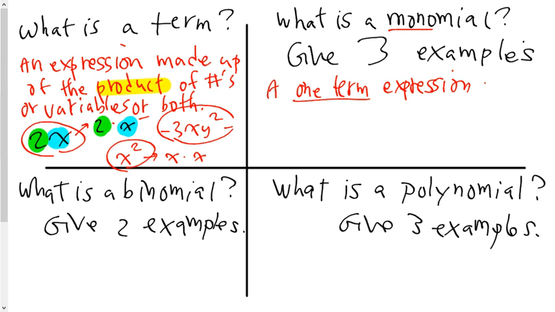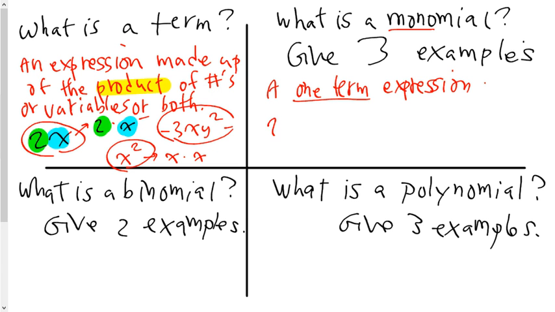So mono, a monocle, if you think of Mr. Peanut, he wears that little piece of glass in his eye, which is called a monocle. Monocle means one, so instead of having two glasses, he just needs one eye. A one-term expression. Examples of these are the exact same things we did for terms.